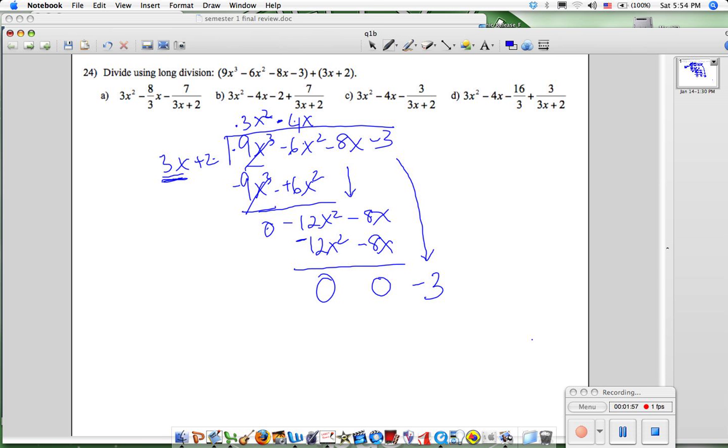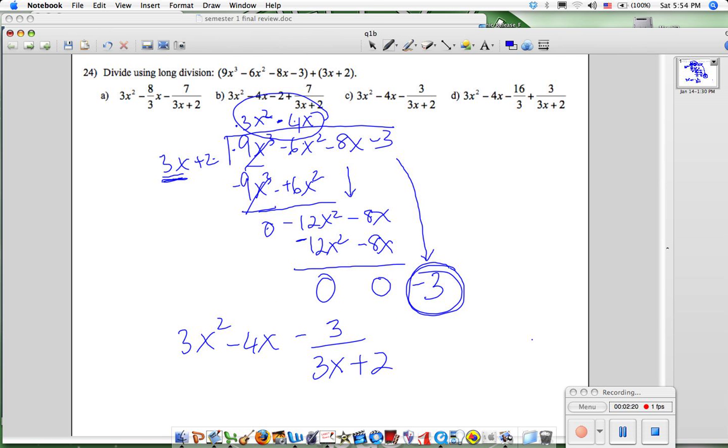So what is the rule about the remainder on long division? We're going to have to remember writing down the equation. The answer we have up here is going to be part of our answer, 3x² minus 4x. But the remainder is negative 3, so we want to write minus 3 over the divisor, 3x plus 2. So good, you're on the right track.